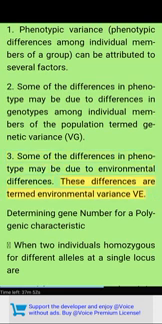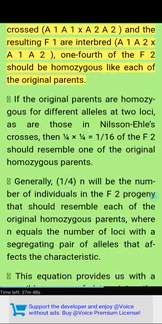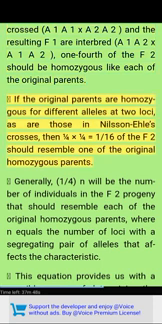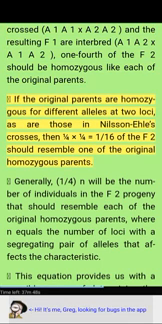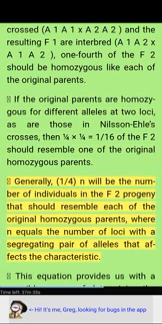These differences are termed environmental variance. Determining gene number for a polygenic characteristic: when two individuals homozygous for different alleles at a single locus are crossed, A1A1 x A2A2, and the resulting F1 are interbred. If the original parents are homozygous for different alleles at two loci, as are those in Nilsson-Ehle crosses, then 1/4 times 1/4 equals 1/16 of the F2 should resemble one of the original homozygous parents.